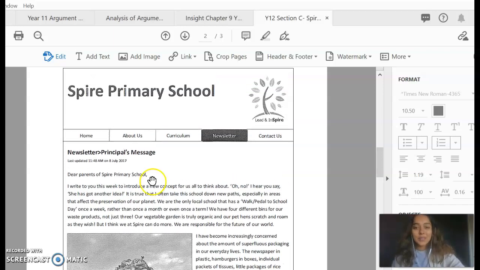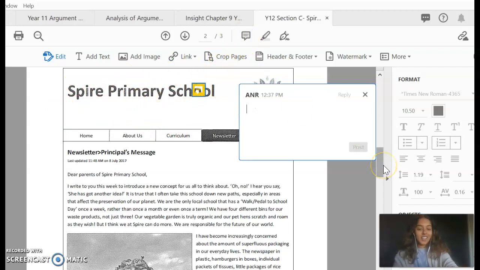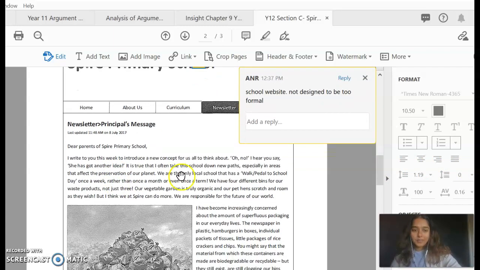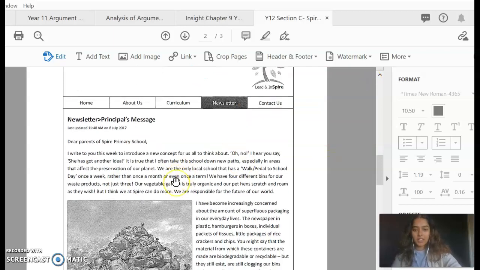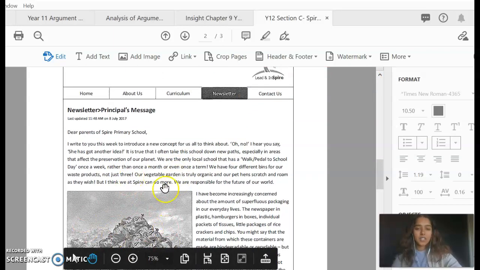Okay, now something to also recognize in your introduction is that this is a blog. So it's not an article. Well, you could say it's an article posted on the school's website. So it's a school website. It's not designed to be too formal. So that is something to be aware of as well. Okay, so let's see what this principal has to say. And the other thing that we definitely can't forget is the image.